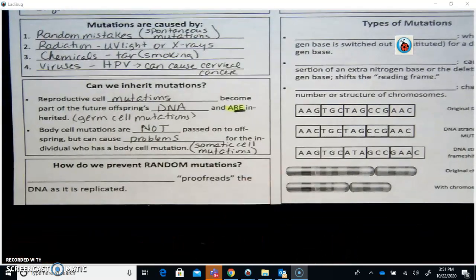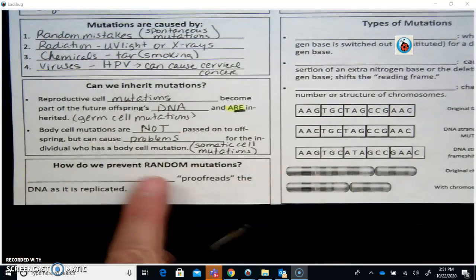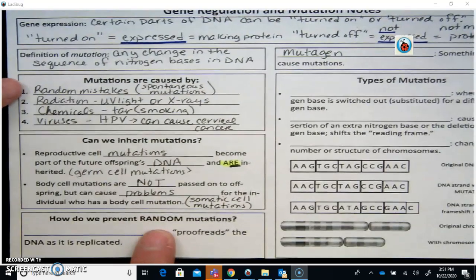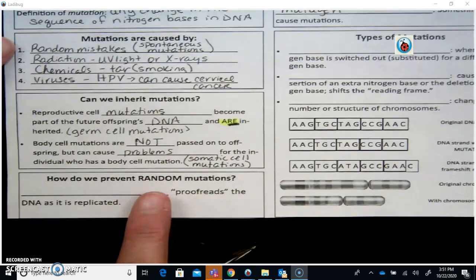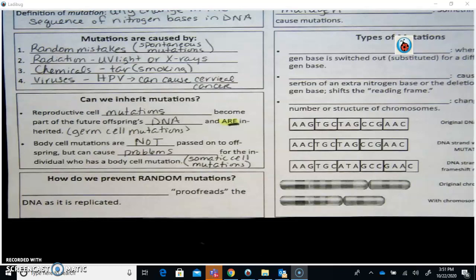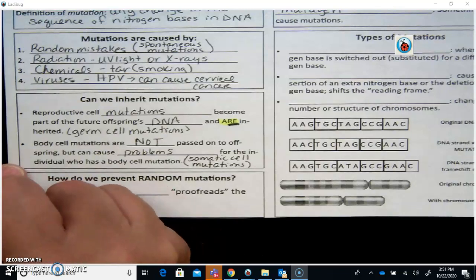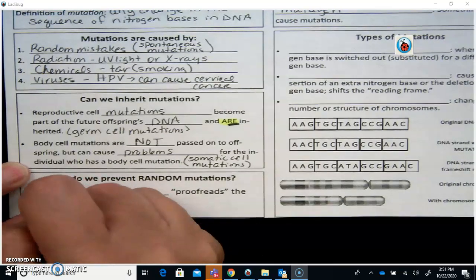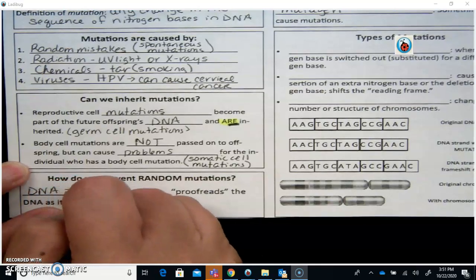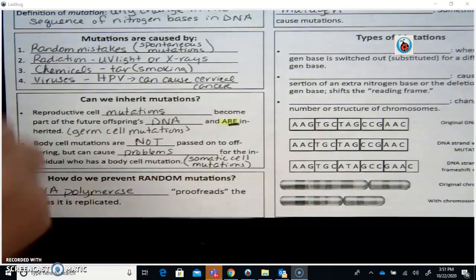Can we prevent random mutations? Okay, that's going back up here. When DNA is copying itself, mistakes can happen. Just like if you're typing something on the computer, you can hit the wrong letter. Well, there's a built-in spell checker, if you will. And there's an enzyme called DNA polymerase.